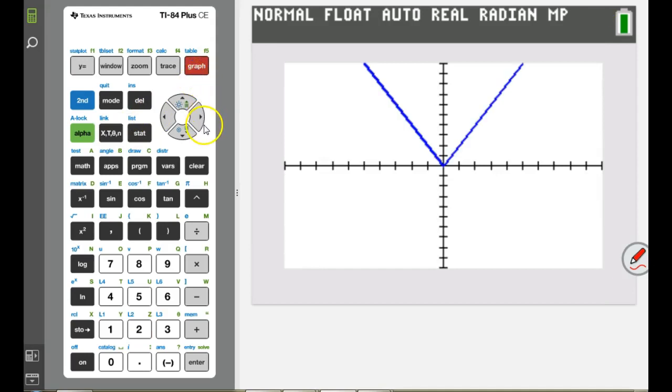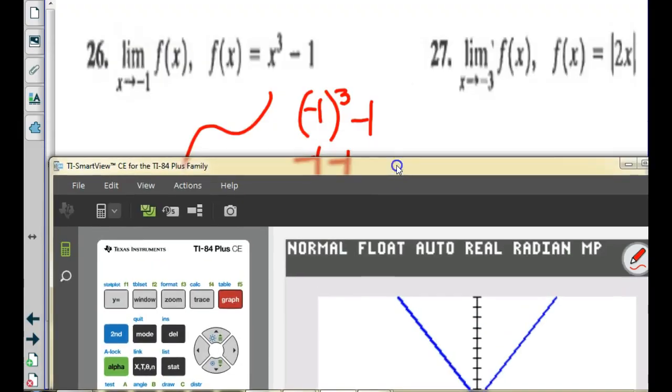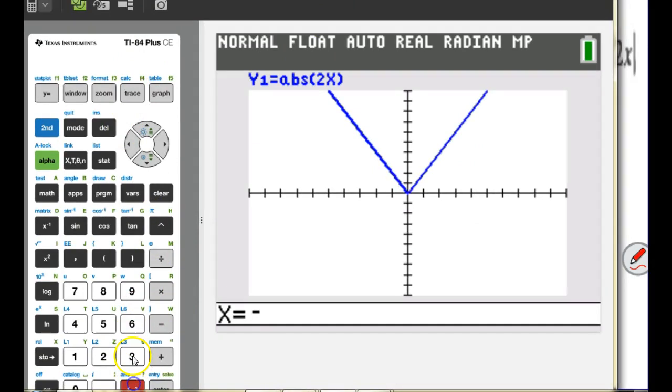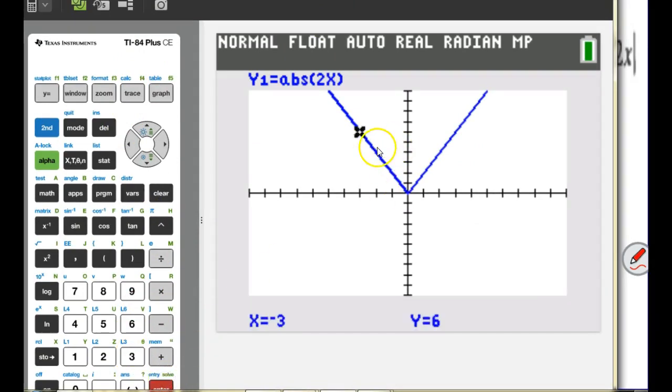Okay, what did we want to know about, I forgot, the limit at -3. Okay, that's a nice number. Trace -3, it is at +6. If we go a little to the left, it's still really close to 6. If we go a little to the right, it's still really close to 6. So I'm thinking we're good.